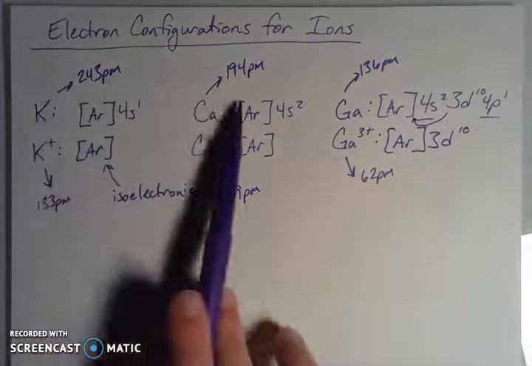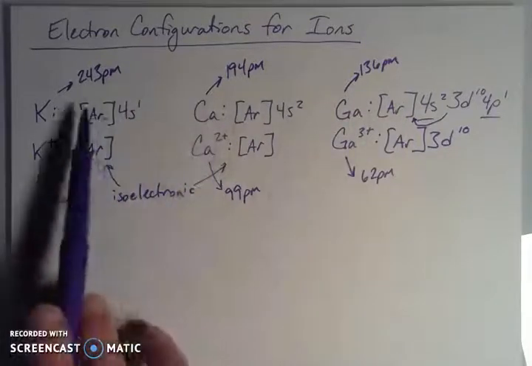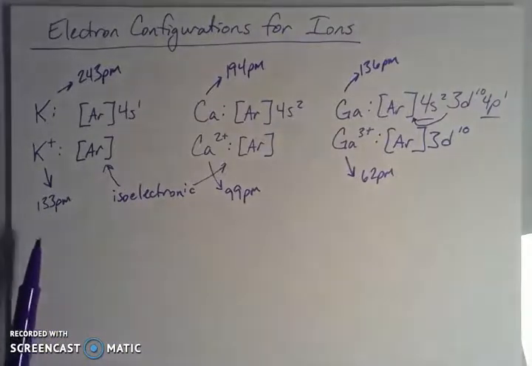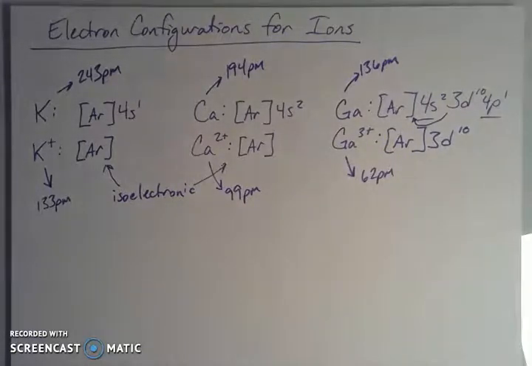So the same trends that we see, this decrease going across the periodic table in atomic radius, is mirrored in the ionic radii, but compared to the neutral atoms, the cations are much smaller. Now the opposite is true for anions.